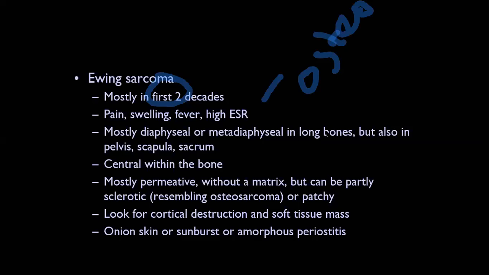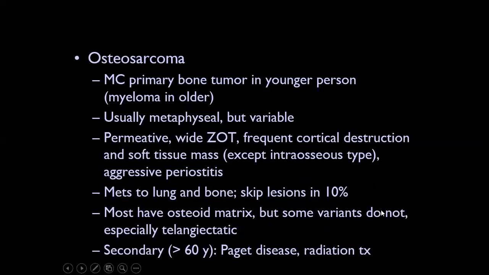Sometimes diaphyseal, metaphyseal, okay, central within the bone. I would just like you to know that some of this information can come to you in MCQ. That's why I try to read with you, to make some review. Osteosarcoma, again, is similar in age, but younger. Remember that multiple myeloma comes in the older age group. Also here it likes to be metaphyseal, and permeative, with wide zone of transition, again as any aggressive lesion, and the rest of the aggressive characters.